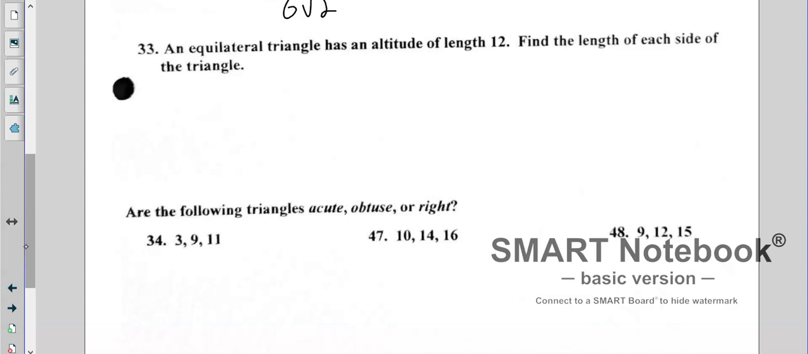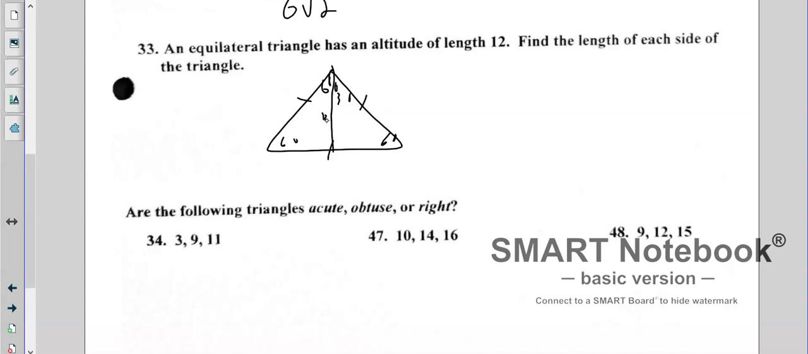Problem 33: an equilateral triangle has an altitude of 12. So equilateral triangle, remember, that's a 60, 60, 60. We drop the altitude down here, that makes this a 30. The altitude they're giving us is 12. Find the length of each side.